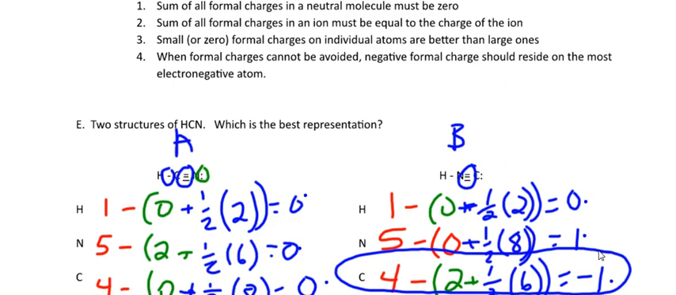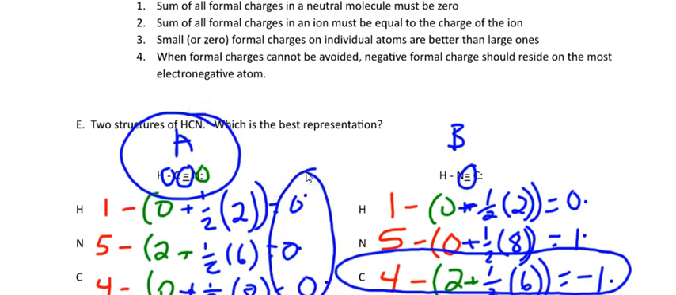So which is your best representation here? It's clearly going to be A. Your first clue is that you have all zeros. That's a huge clue. Your second clue is that your negative is on carbon. If you have to have a negative, it should be on your more electronegative element, which is not carbon. So A is really your best answer. So that's the power of formal charge. So how do you know that carbon's your central atom? You find your formal charges and then you figure it out. So let's see what the next part is.